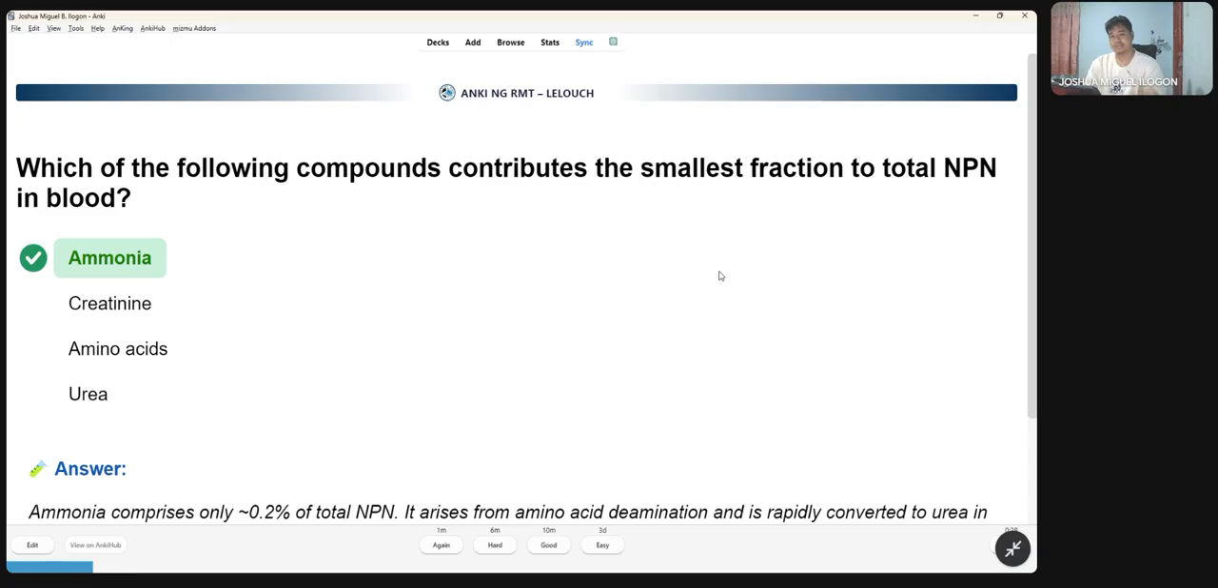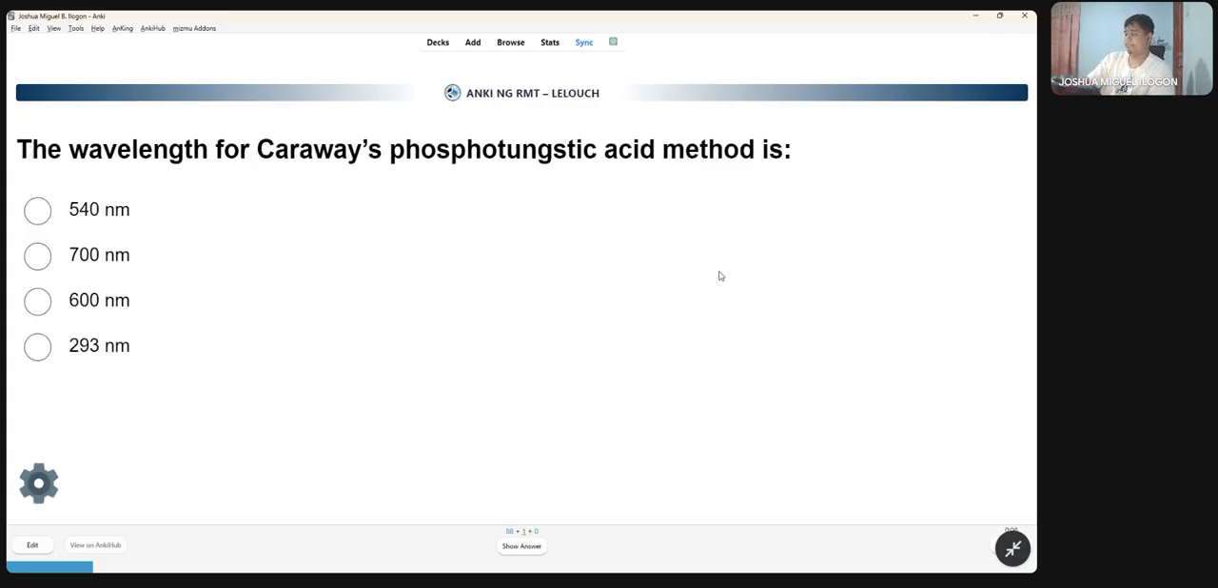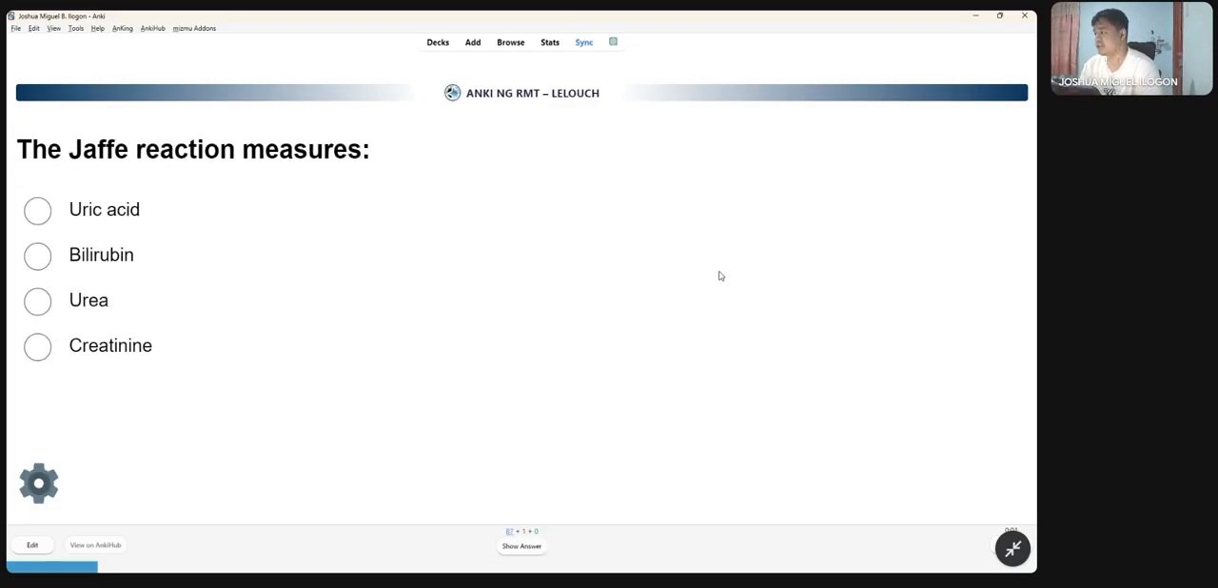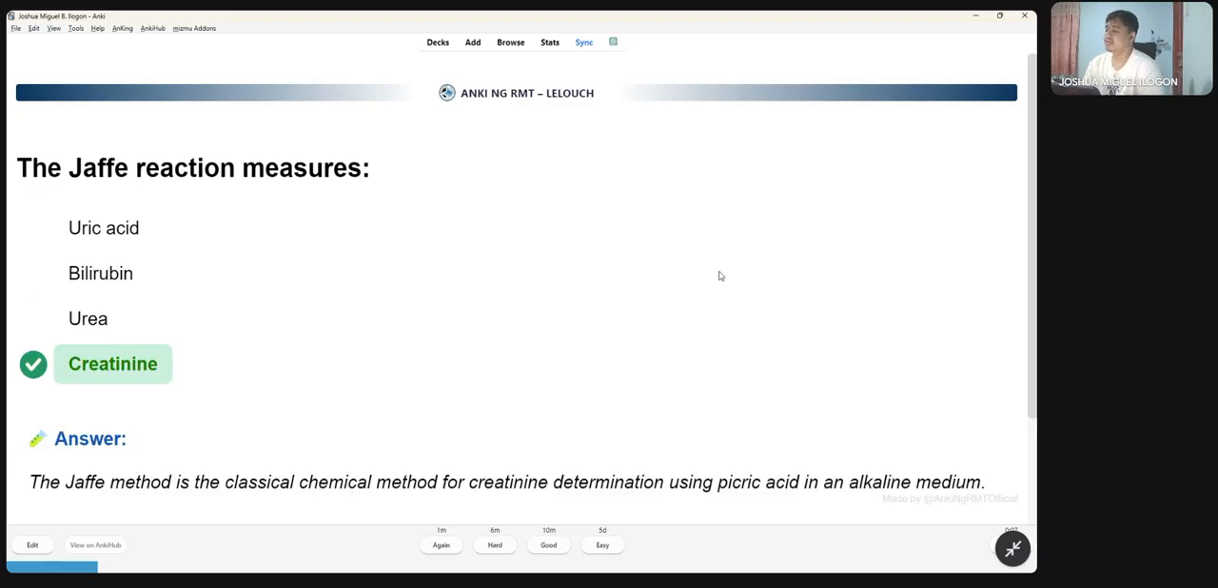Define. It's your protein metabolism, muscle breakdown, purine breakdown, energy source, protein turnover, and amino acid deamination. Caraway's phosphotungstic acid is read at 700 nanometers. A decreased creatinine clearance indicates renal impairment. The Jaffe reaction measures urea? No, it's creatinine. Yeah, picric acid and creatinine.